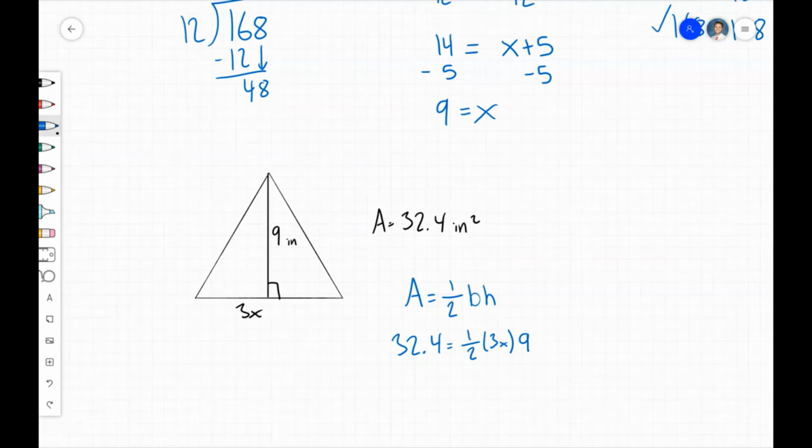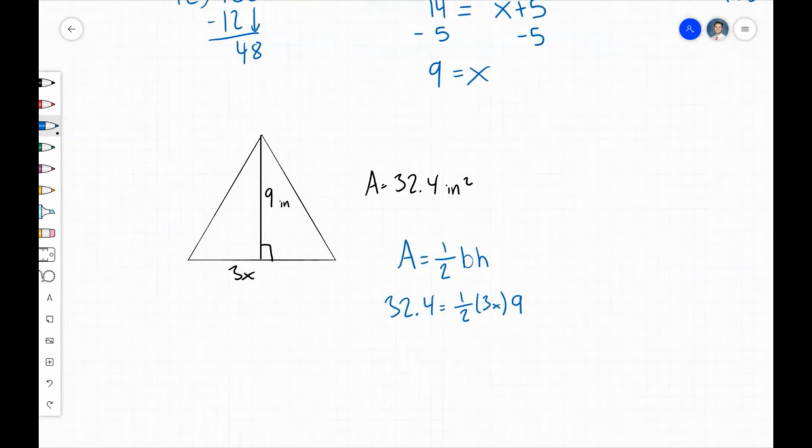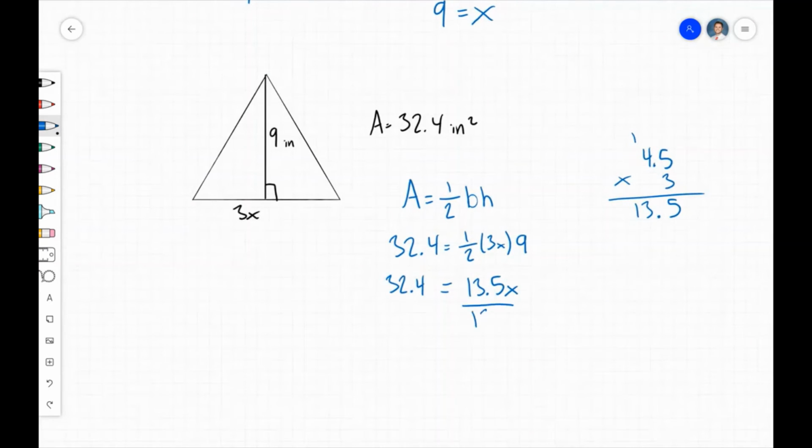So now we can start by simplifying here, because we know we can multiply all of these terms on the right side of our equation together. So we have 1/2 times 3x times 9. We know that 1/2 times 9 would be 4.5. So we can do 4.5 times 3. And we get 13.5. So we know that on the right side of our equation, we're going to have 13.5 times x, and that will equal 32.4. Then we can solve for x by dividing by 13.5 on both sides.